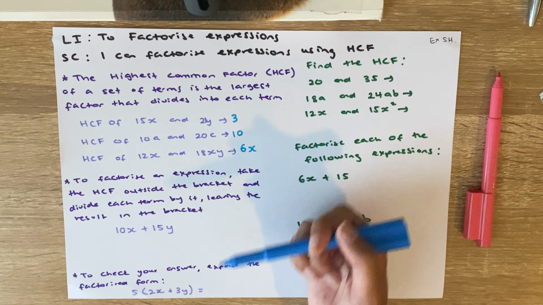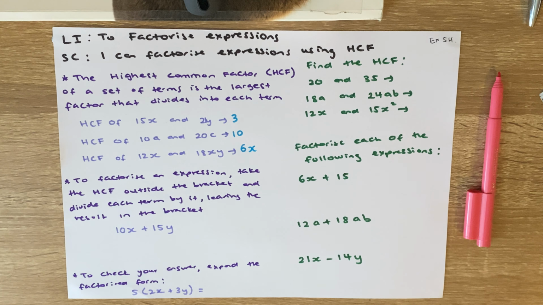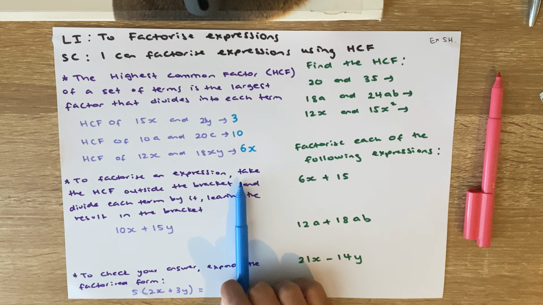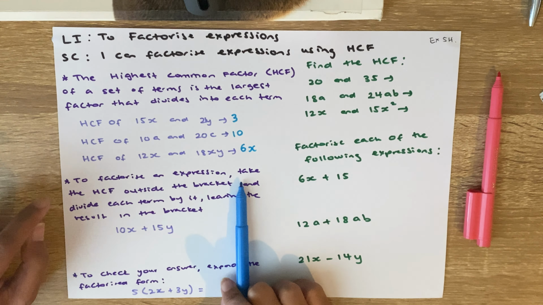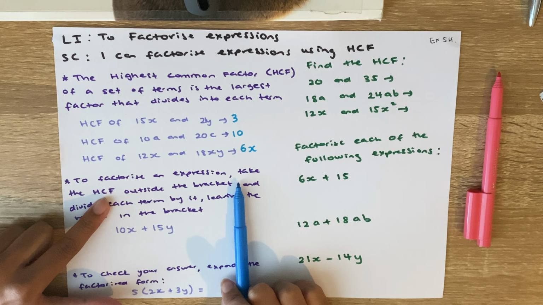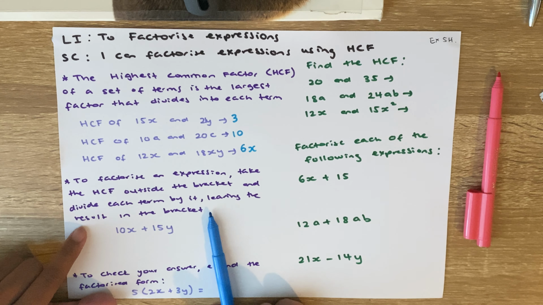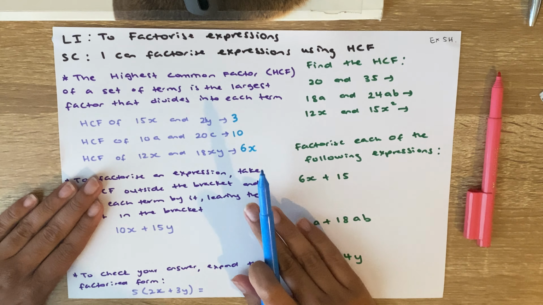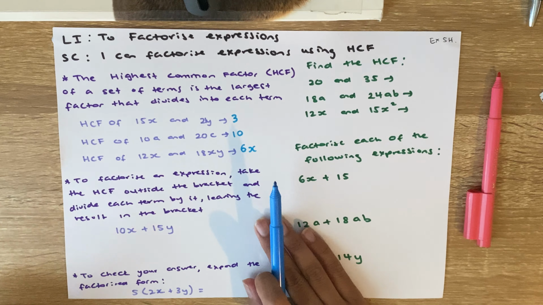Okay, I'm going to run you through an example of how we factorize an expression. So in order to factorize an expression, what we need to do first is identify what the highest common factor is of both of the terms that are included. Okay, and that highest common factor is going to go outside the bracket, and then we're going to divide each term by that highest common factor, leaving the result in the brackets. So many words. Let's break that down.